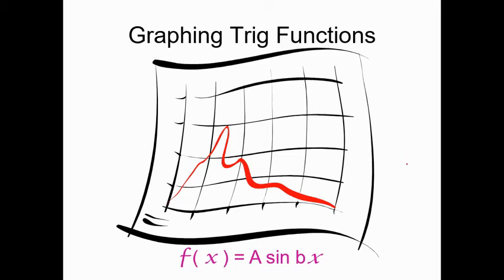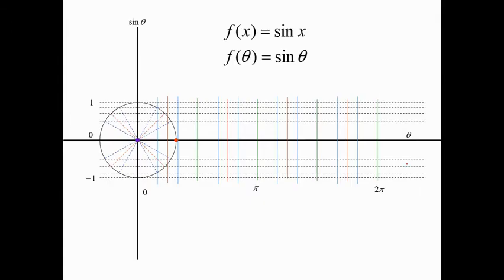Today we're going to look at graphing trig functions. We're going to look at the cosine and the sine. The first one is the sine, okay? Notice how the sine of x, the x-axis and the y-axis have changed. So your x-axis is now theta and your y-axis is sine of theta.